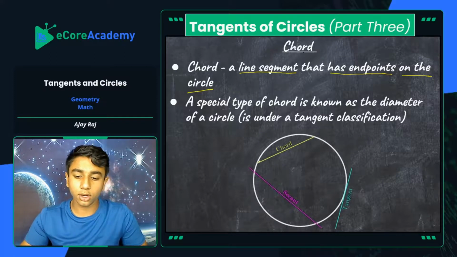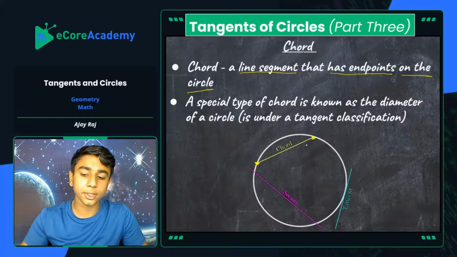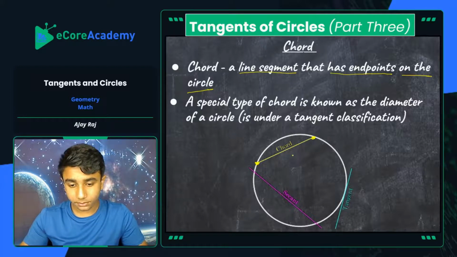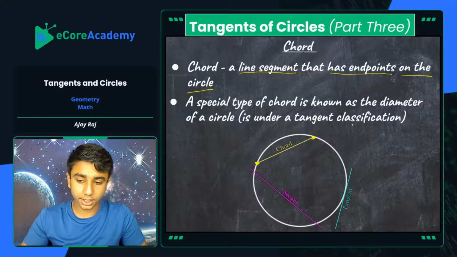So we're going to take a look here. This is an example of a chord. It does not intersect the center, but it ends at 2 points on the circle. So it has 2 endpoints on the circle as shown here. It has a definite length. So yes, we can utilize that in our later theorems that I will go over next time. And it's under a tangent classification, like I said.